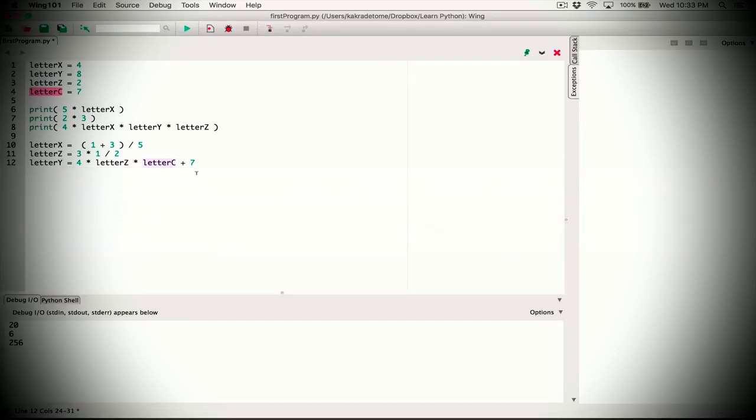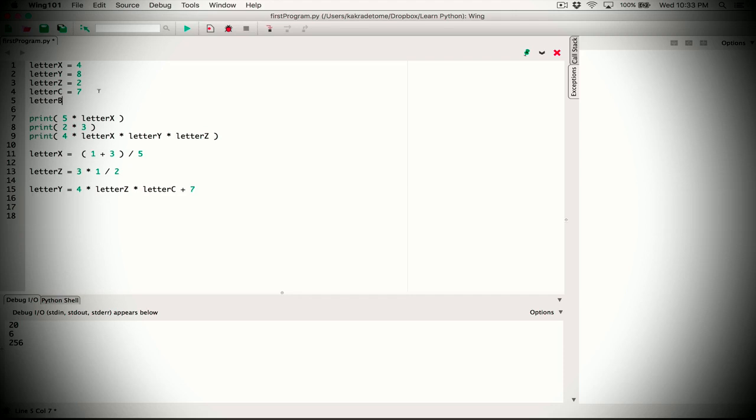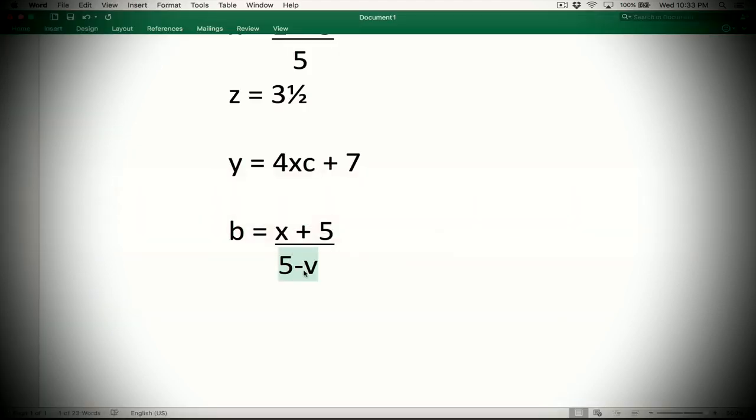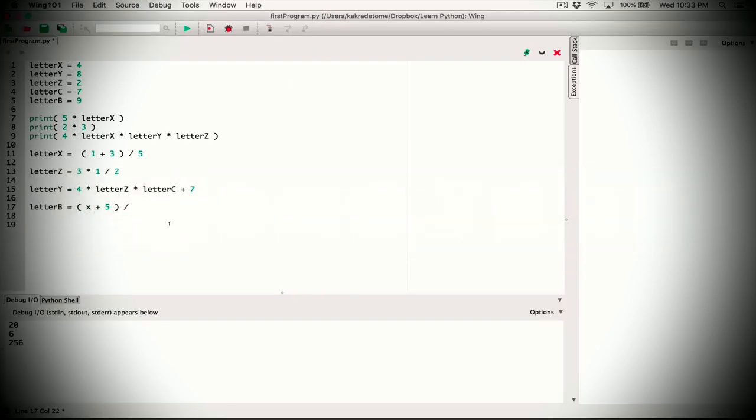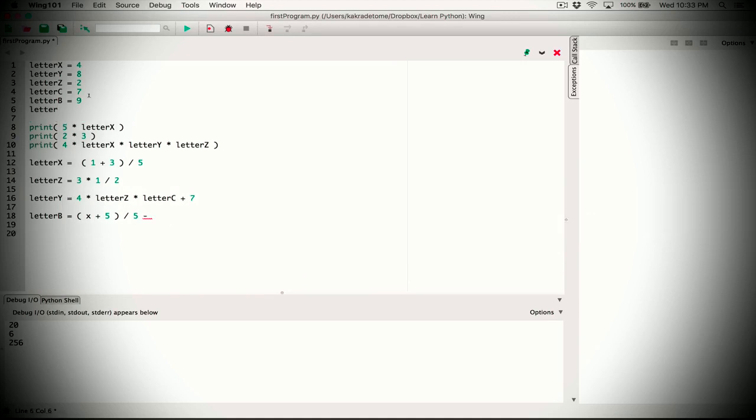So the way we write something like this is we say letter b. Let's go ahead and declare it. Let's just space this out a little bit. We say letter b, which we don't have declared. So letter b, let's initialize it to, let's say, 9. Letter b over here is equal to x plus 5. Now we want x plus 5 separate. We want it to evaluate first, so we surround it with parentheses. And then we divide by the difference of 5 minus letter v, which we don't have declared, so let's go ahead and do that. Let's say 3.